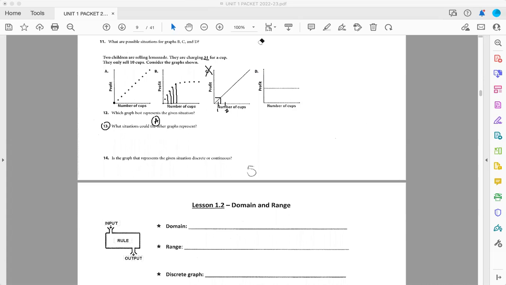D, number of cups. D is kind of funny because this is saying if I sell 1 cup, I'm charging, let's say $5. Actually here it's $1, right? So let's treat this as $1. If I sell 2 cups, I'm also charging $1. 3 cups. So you're basically giving cups of lemonade away for free after the first cup.